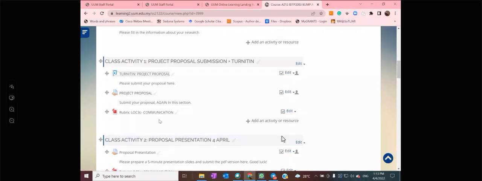Okay, so for the next one, you have to submit the proposal here. You submit here for turnitin index. And the submission here is for your mark for the class activity 1, which is proposal submission. So just submit your proposal here. For Umar Zaki, just submit your draft here, a draft on the topic that you think you want to have for your research lah. Proposal kat sini. So submit here. Berapa orang kita tengok kat sini?